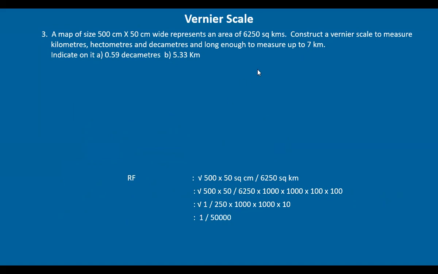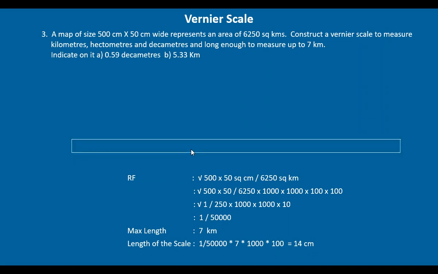So this is RF. Maximum length is 7 kilometers, right? And the length of the scale is RF times maximum length, which gives 14 centimeters. So we draw a line 14 centimeters long and construct a rectangle here. Divide this into how many? 7 parts. Each division represents 1 kilometer. So take this as 1 kilometer, and now these are showing kilometers.